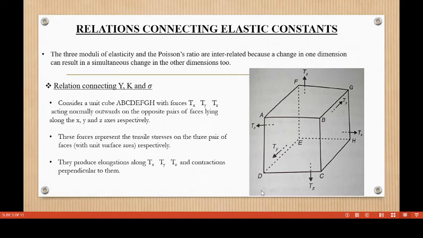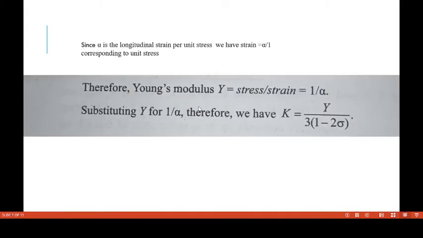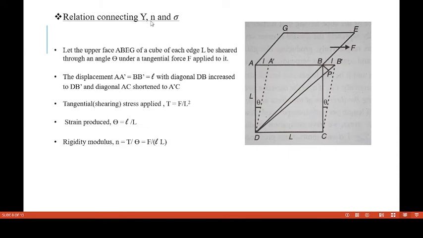So in the last class we've seen the relations connecting Young's modulus, bulk modulus and the Poisson's ratio sigma. Today we will be seeing the relation connecting Young's modulus, rigidity modulus and Poisson's ratio sigma. Now again consider a cube here with the upper face A, B, E, G as you can see in the figure.